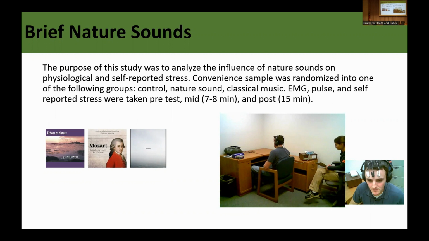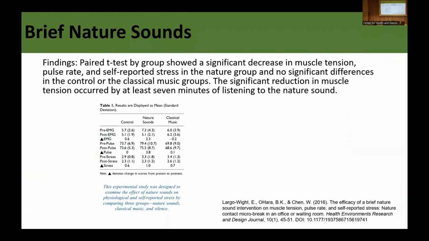So from there, we did a more controlled study, where we started looking at sounds, and we were looking at 15 minutes of sound. Does that impact your physiology and does that impact your self-reported stress in just that amount of time? So what we did is we had a convenient sample of students and they were randomized into one of 3 conditions. They came into a room, they put on their earphones and they looked straight at a wall and they either listened to classical music, ocean waves, or nothing. We measured their EMG, their pulse, and self-reported stress over 15 minutes. And what we found was the only group that had a drop in anything was nature contact, and it was significant in all 3 areas. So that was also telling. We found that the reduction happened as soon as between the 7 and 8 minute mark. So also important to know from an application standpoint.